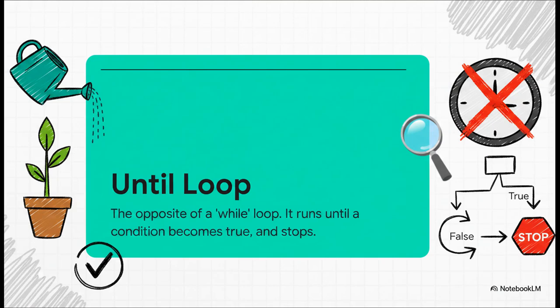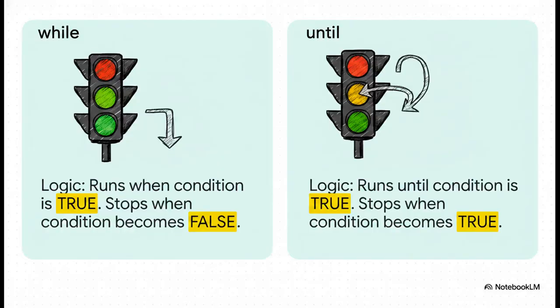Now, the until loop is basically the mirror image of while. It runs until a condition is finally met. Think of it like, keep trying to connect to the server until it responds. The loop keeps going while the condition is false, and it stops the very moment it becomes true. This lays it all out perfectly.